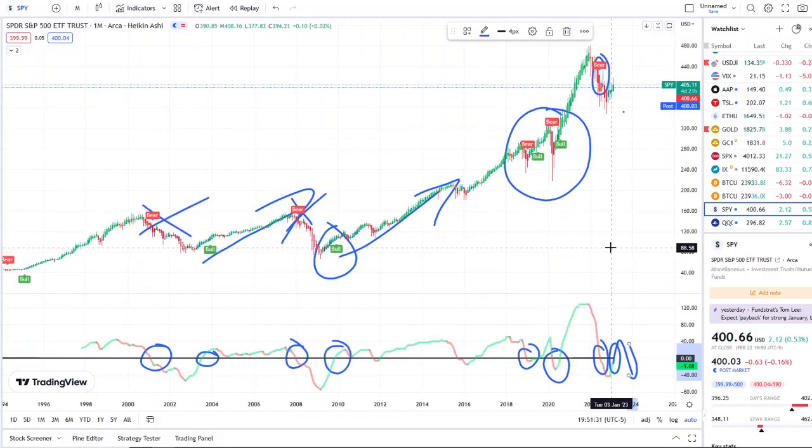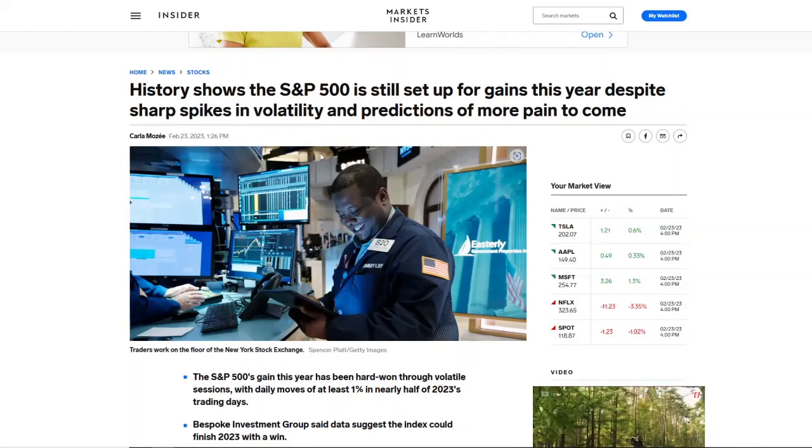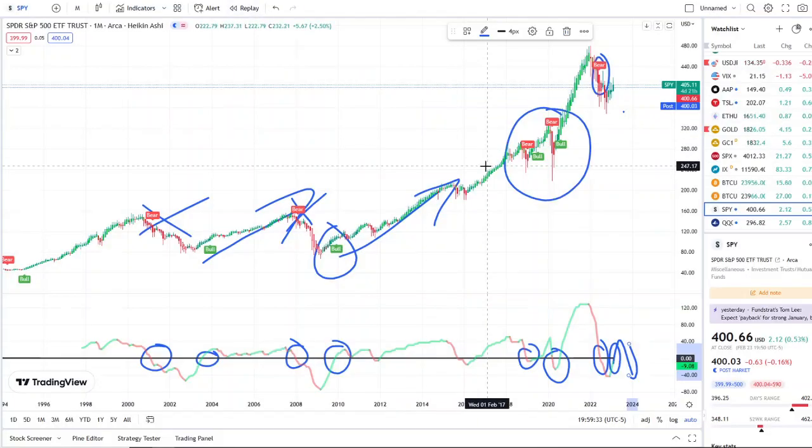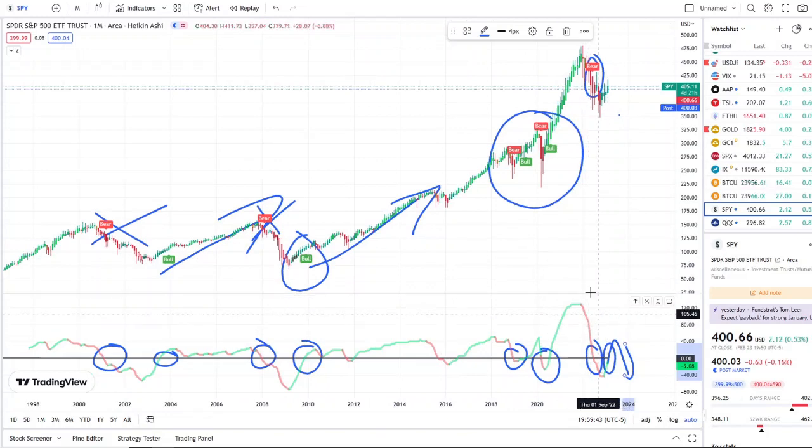So right now, based off the charts, and they're talking about how history shows the S&P 500 is set up for gains this year, despite the sharp spikes in volatility and predictions of more pain to come. So they're basically trying to contradict it in this article. Now, I find it interesting, but the only way that's going to make some type of sense is based off the history of the last 30 years that we see here with the bull and bear indicators, the inflow versus outflow, the dip areas on 42 vision, and these inflows crossing over.